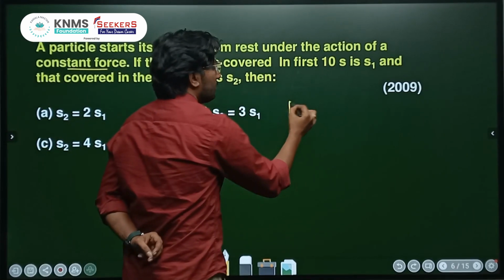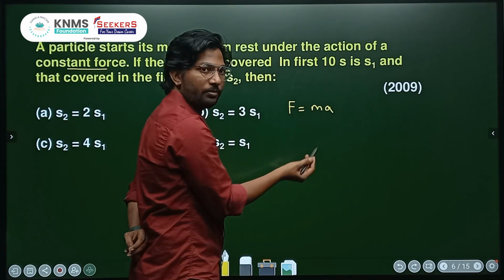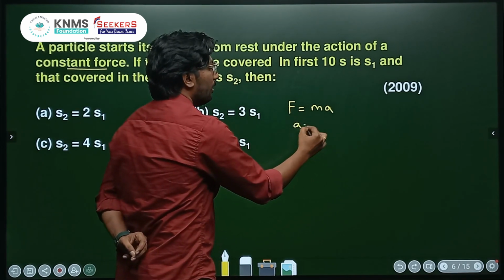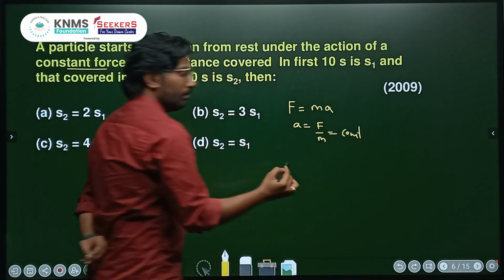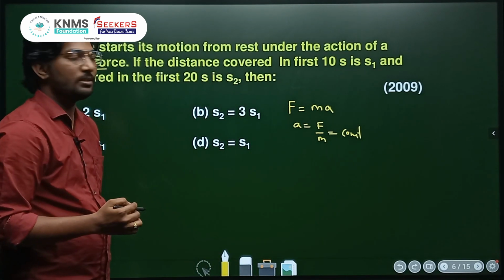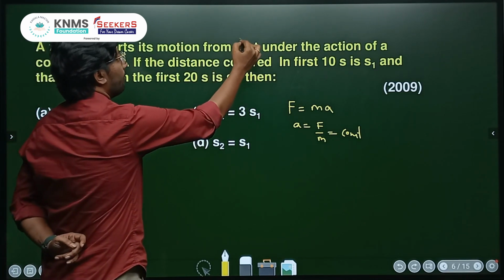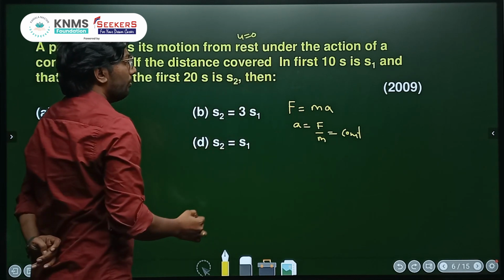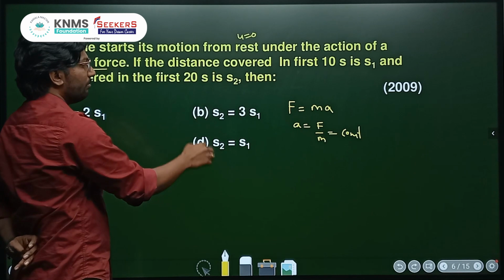And by now you should understand that if force is constant, by this equation, mass of an object obviously will be constant. Therefore acceleration should be a constant value, which means we can apply kinematic equations again. So let's understand. They are asking the distance, the particle started from rest, initial velocity 0, we have constant acceleration, and then we need to find the relation between these two things.